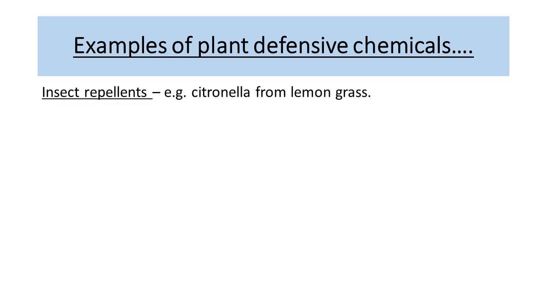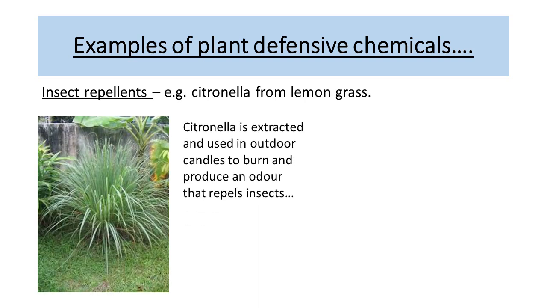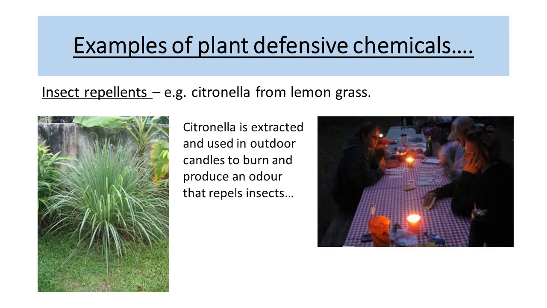So I have a few examples then. We've got insect repellents, things like citronella from lemongrass. Lots of people use that in things like the outdoor candles, which people put into the sort of candle wax, and it burns and creates a nice sort of lemony scent, which we like, but insects don't, so it repels them.